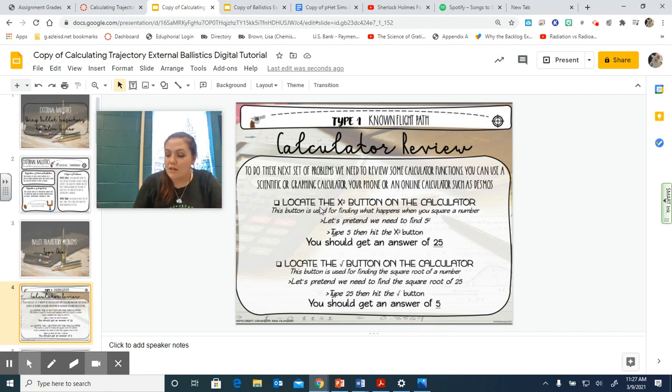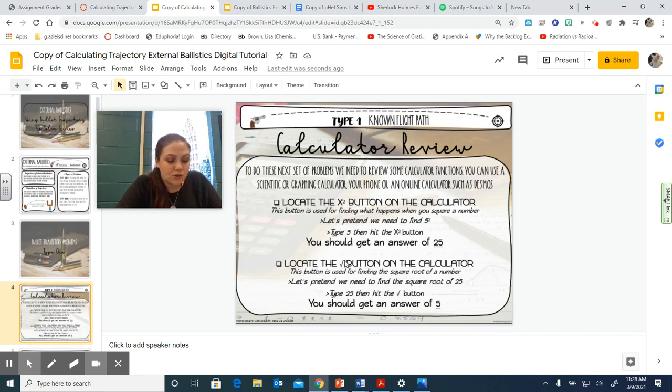So locate the X squared button, that little button there that has the little x squared. That's your exponent button on the calculator. This button is used for finding what happens when you square a number. So we're going to need to square a number to be able to do this. Let's pretend we need to find 5 squared. I put in 5 squared, and that should equal 25, because 5 times 5 is 25.